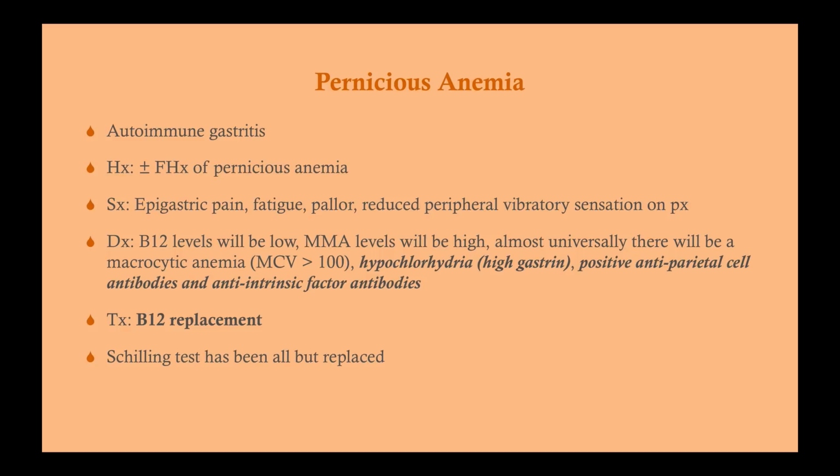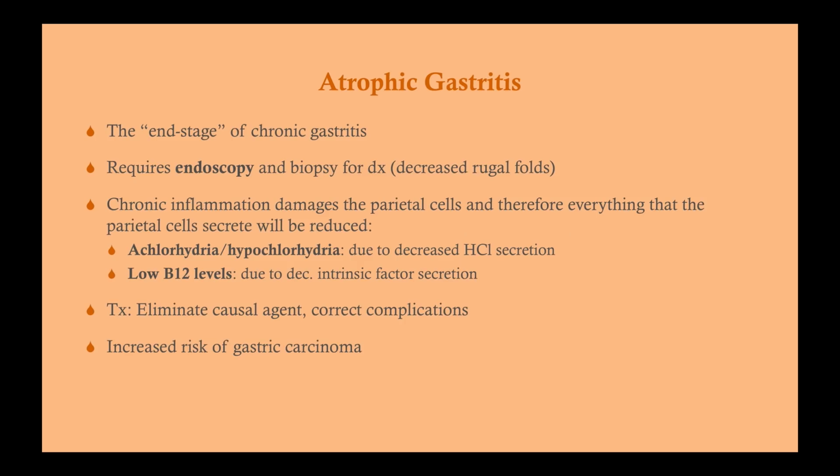You may have learned in medical school about the Schilling test. That's never the right answer on the USMLE, so you might as well just forget about that. So the way to diagnose pernicious anemia is by these antibodies. This is an autoimmune disorder, so we're going to diagnose this with antibodies. The Schilling test is no longer done.